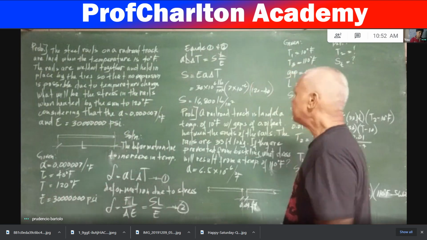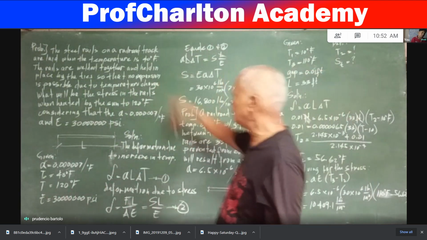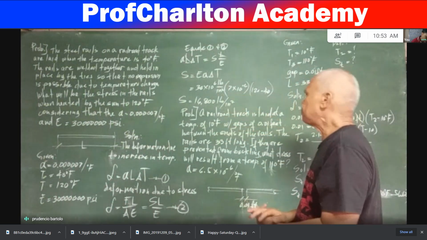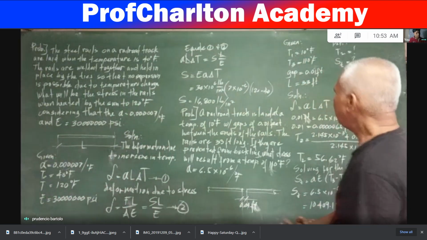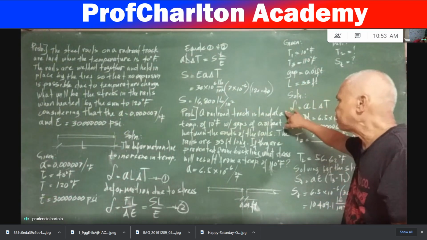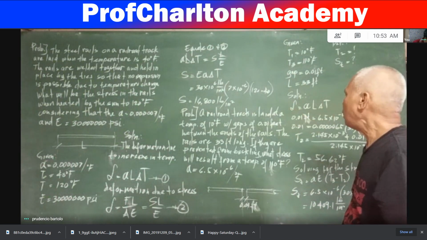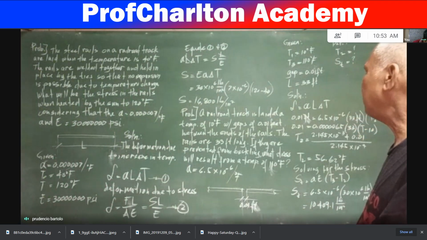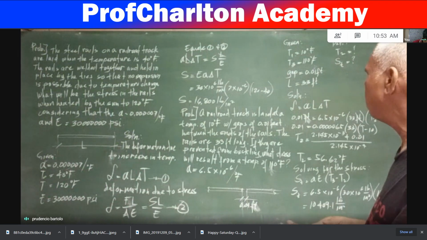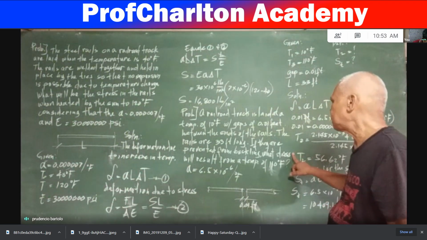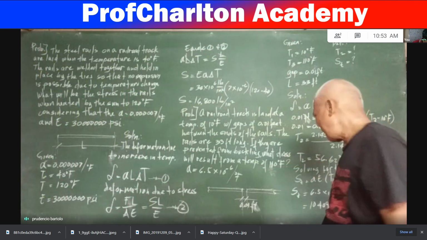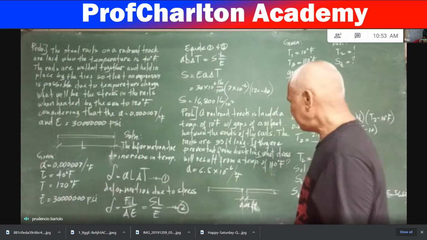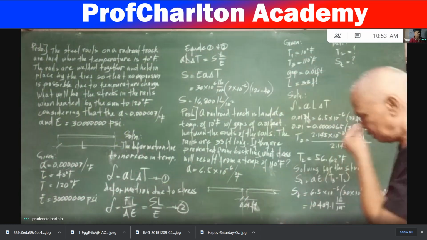That is the stress developed in the rail when heated by the sun to 120 degrees Fahrenheit. So we have here another problem. As stated, a railroad track is laid at a temperature of 10 degrees Fahrenheit with gaps of 0.01 feet between the ends of the rails. The rails are 30 feet long. If they are prevented from buckling, what stress will result from a temperature of 110 degrees Fahrenheit? Coefficient of thermal expansion equal to 6.5 times 10 to the negative 6 per degrees Fahrenheit.